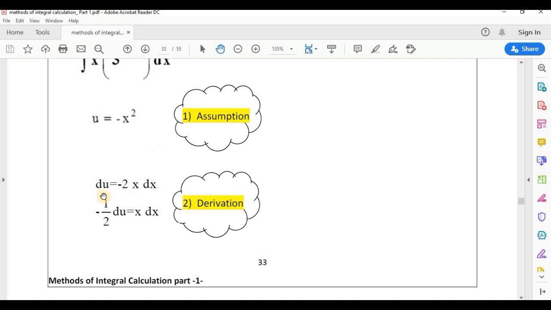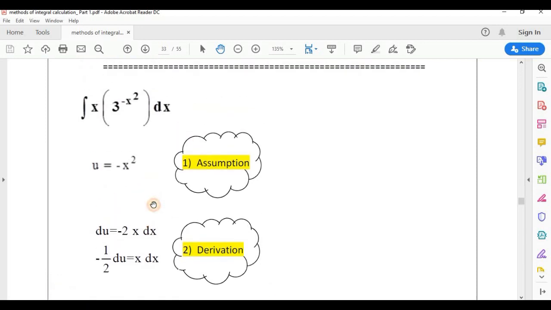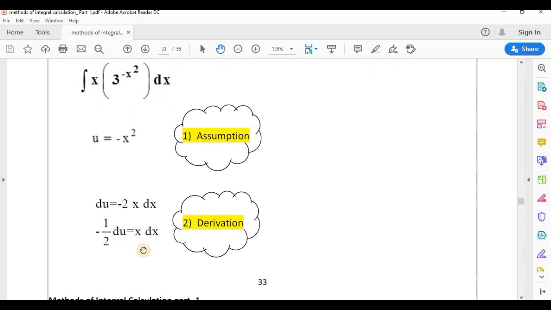Later on, we will divide both sides by minus 2. This side we divide by minus 2, and it will be x dx. This part we divide also by minus 2 to get this part, x dx. So the whole integral will be in terms of u.